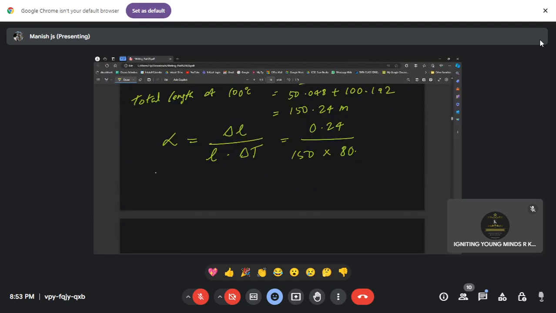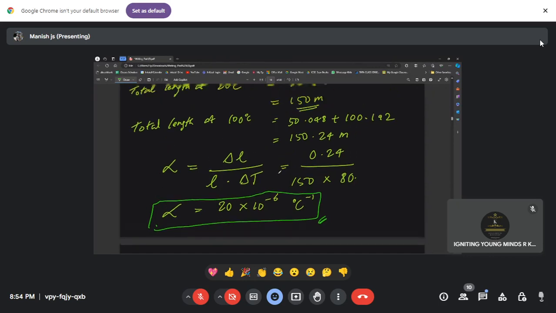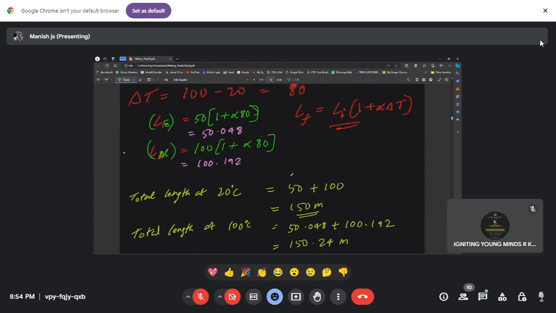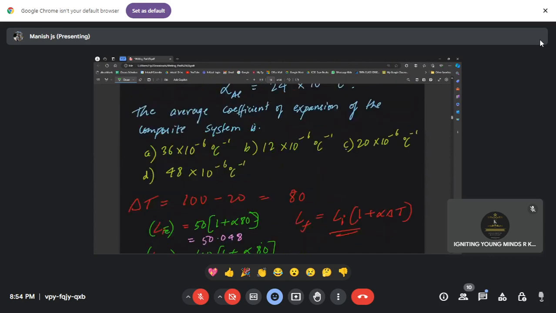So simplify this. What is the alpha? That is the answer. You have to simplify the corresponding value. I'm giving the direct value. So go here, substitute and simplify, children. You'll be getting 20 times 10 power minus 6 per degree Celsius, and that is your answer. The coefficient of linear expansion of the entire system, for the total system of both the rods end to end, is going to be 20 times 10 power minus 6. So the answer is option B.